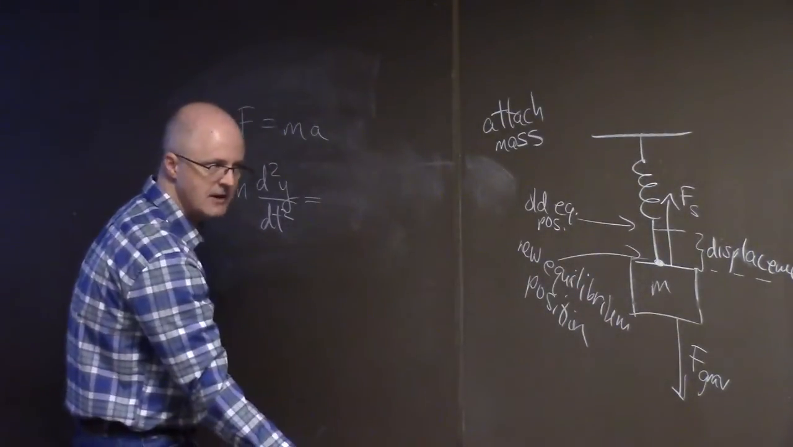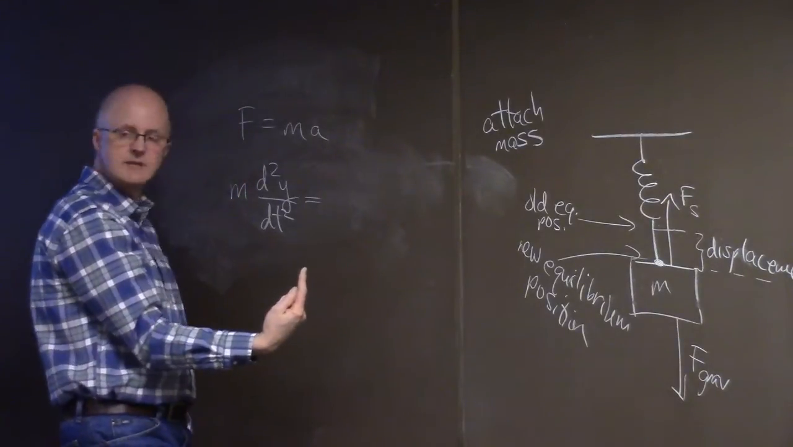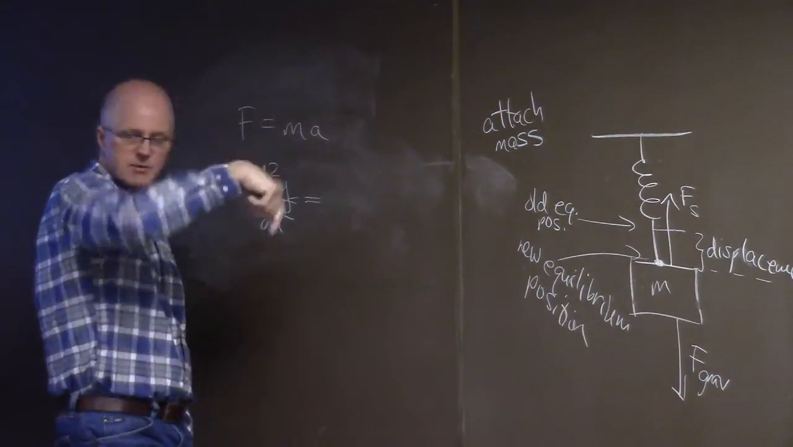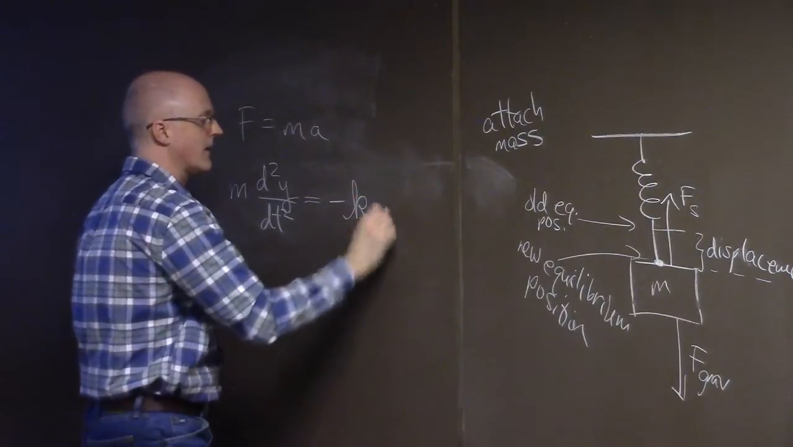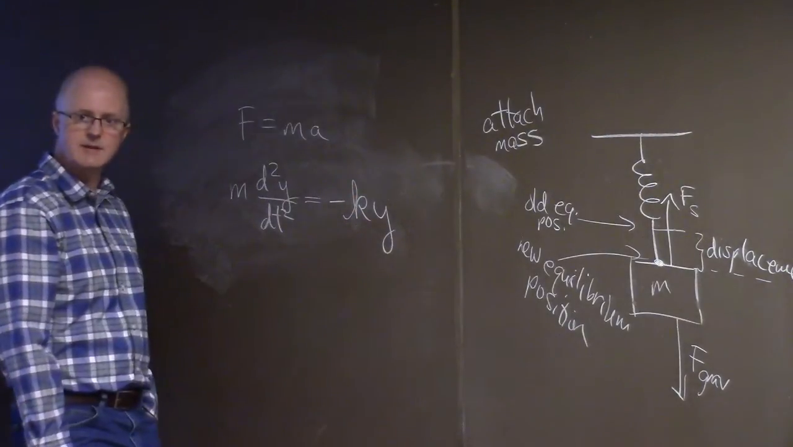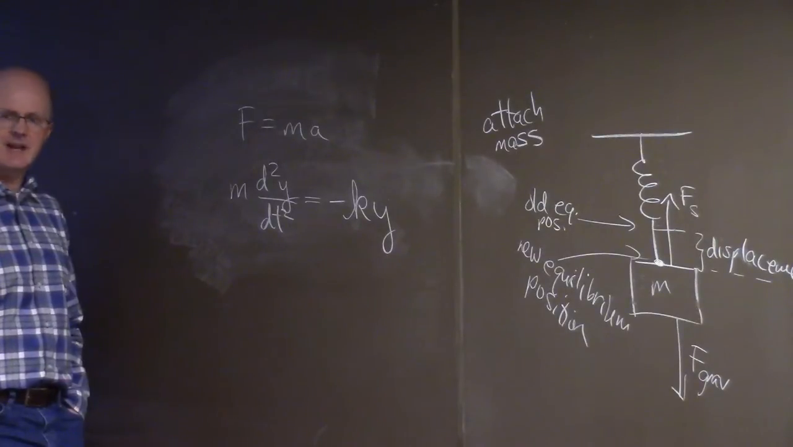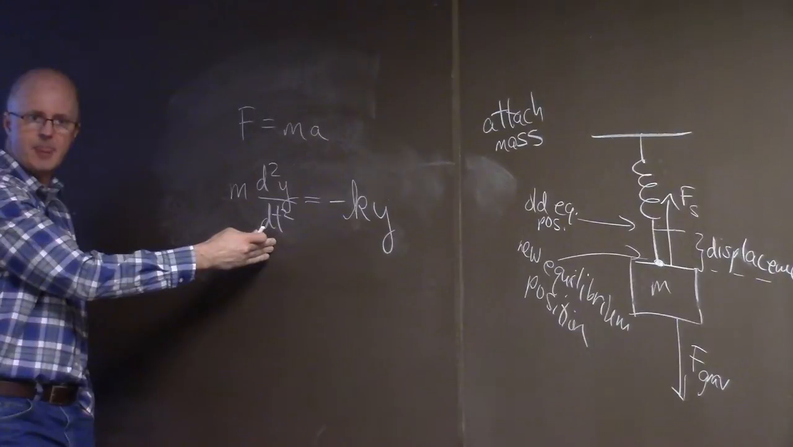When it's down here, when I pull it down, y is negative. The restoring force is in the positive y direction. When I scrunch it, y is positive, the restoring force is in the negative direction. So I need a negative sign right there. That's what I'm trying to say. That's a differential equation. A second order differential equation. It's got a second derivative in it.